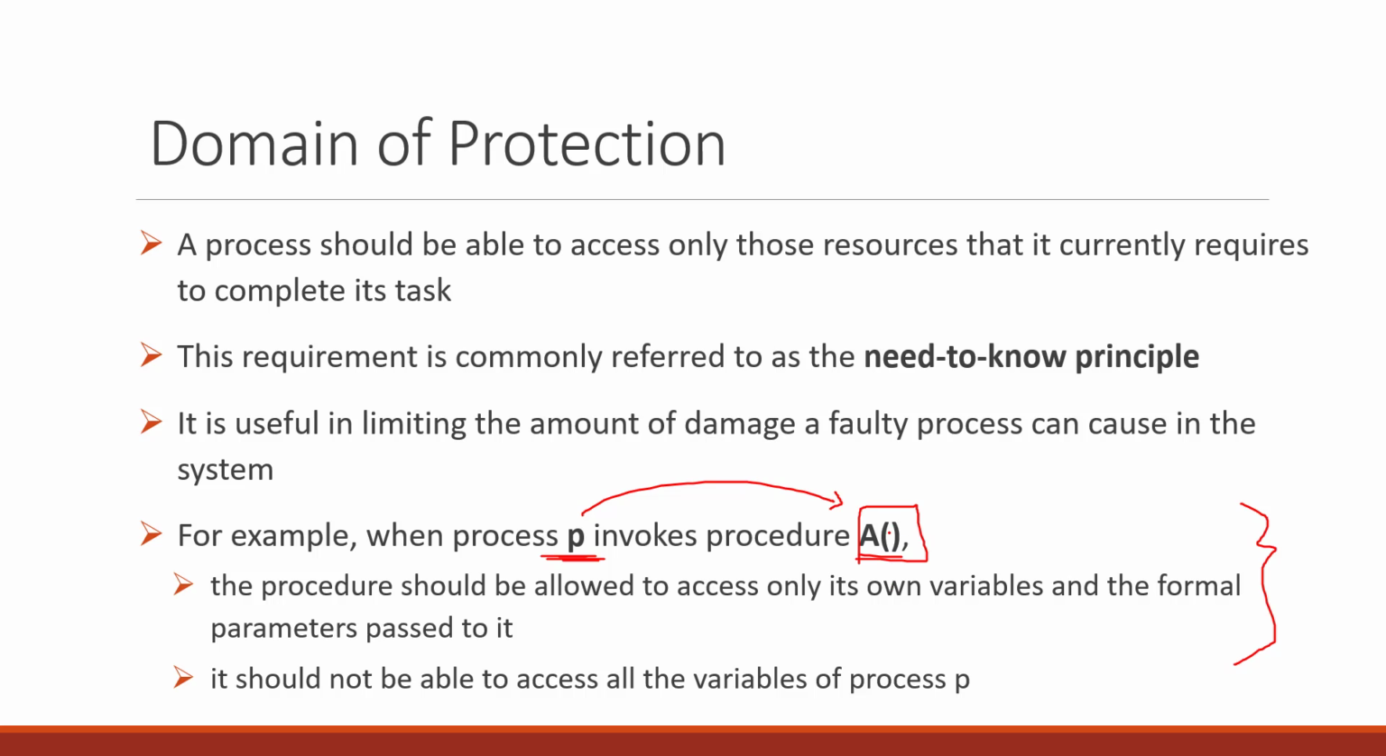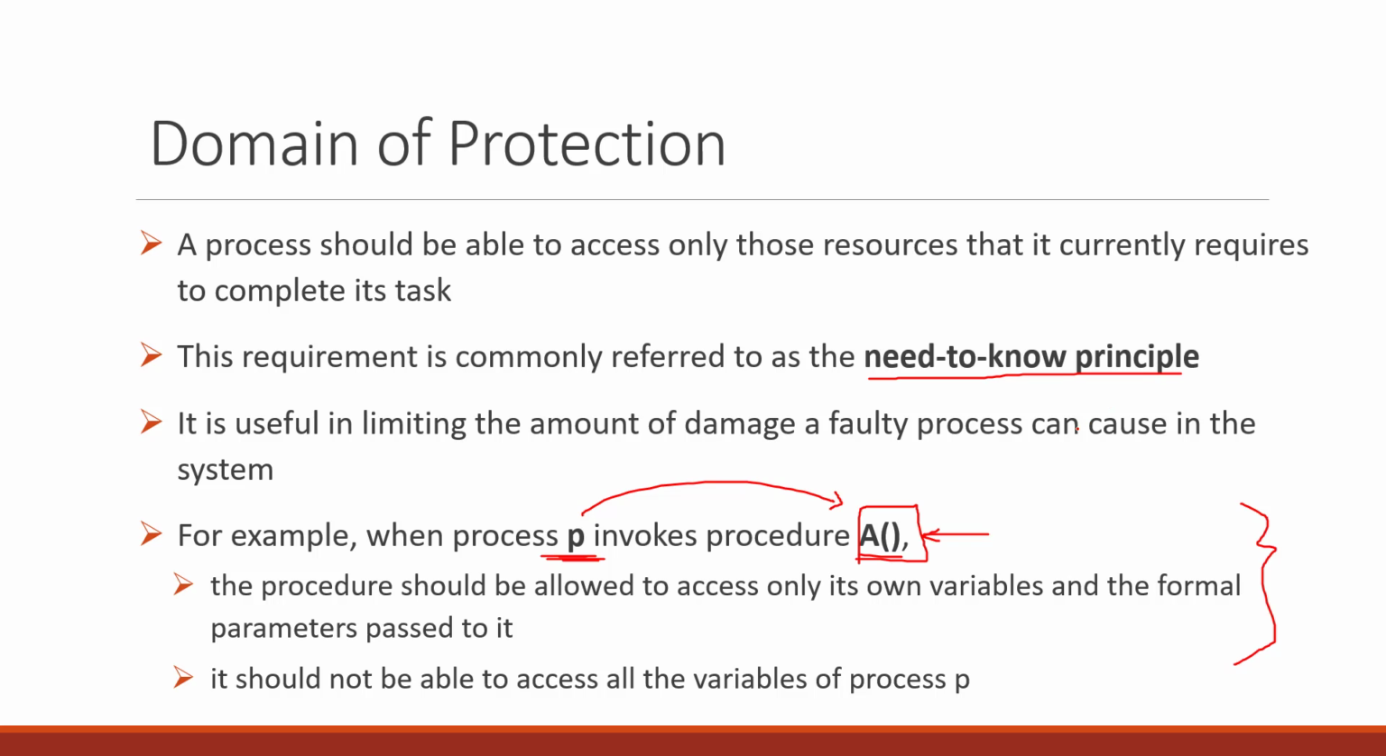Similarly, this procedure or method should have access only to the variables that are inside it, or that are given to it through a parameter, instead of having access to all of the variables. And this is normally known as the need to know principle.